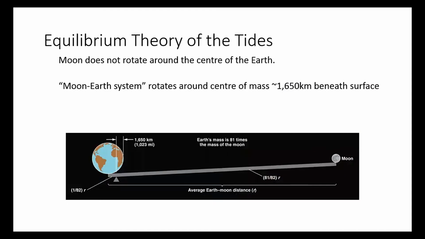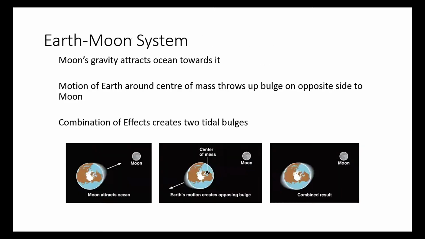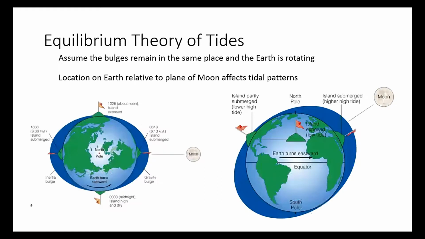So we'll start with the equilibrium theory of tides. We've got a moon-Earth system, and they rotate around a center of mass about 1500 km into the Earth. Gravity from the moon pulls water towards it, and then the Earth's motion around the center of mass creates a bulge on the other side. So you've got a bulge of water facing the moon and a bulge of water on the opposite side. Then the Earth rotates underneath these bulges.